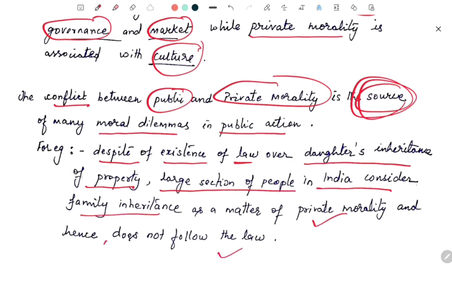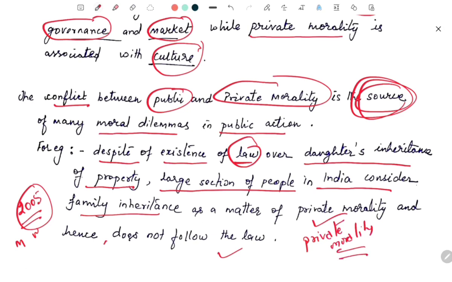For example, we have the 2005 Act, the Inheritance Act, where both men and women, or boys and girls, are equal. They can take an equal share in the division of inheritance, right? From 2005 there is a law, but despite the law over daughters' inheritance of property, a large section of India does not follow this because they consider it a part of their private morality. Fine. So this is also an example where the conflict between public and private morality comes into action.